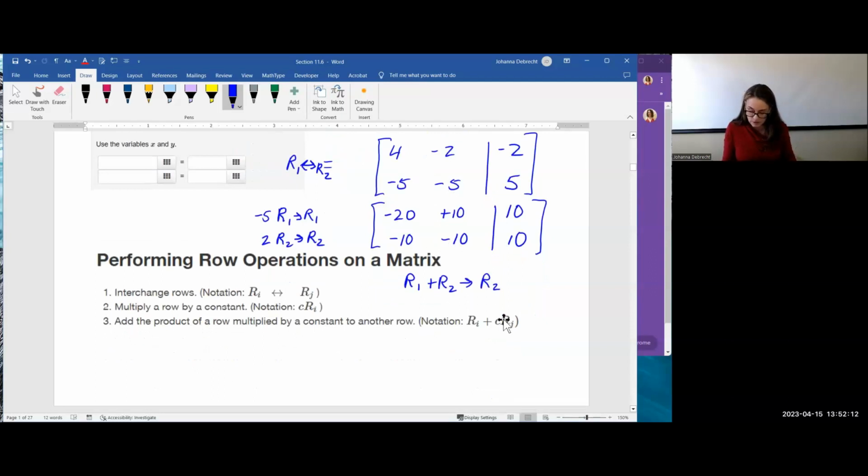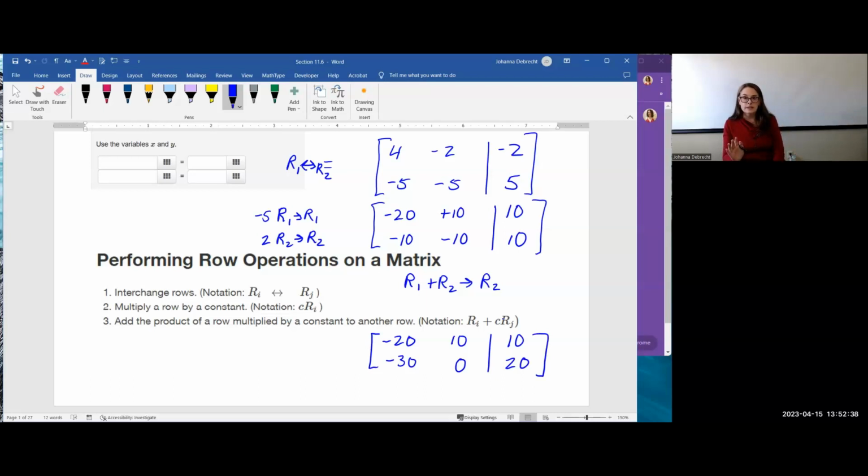Let me scroll down a little bit so I have some space. So row 1 stays negative 20, 10, 10. But row 2 now, I'm going to add negative 20 and negative 10, and that's going to give me negative 30. And then this one coming down, if I added the 10 and the negative 10, I would get 0. And 10 plus 10 would give me 20.